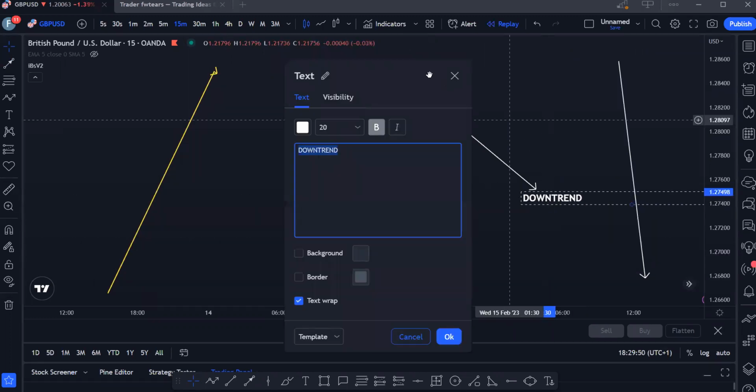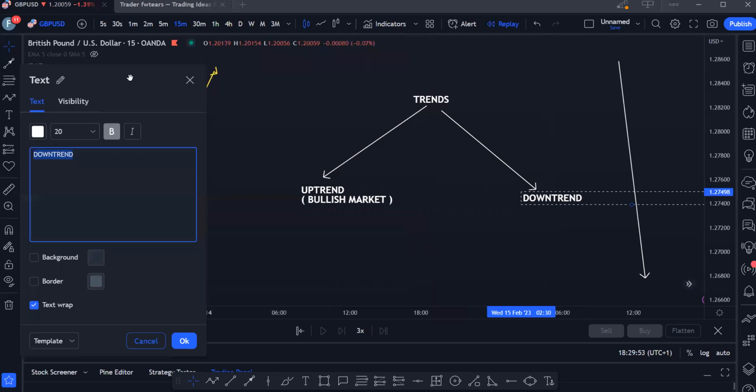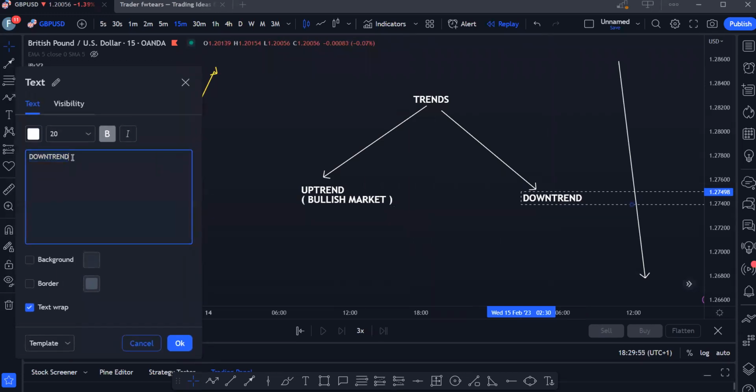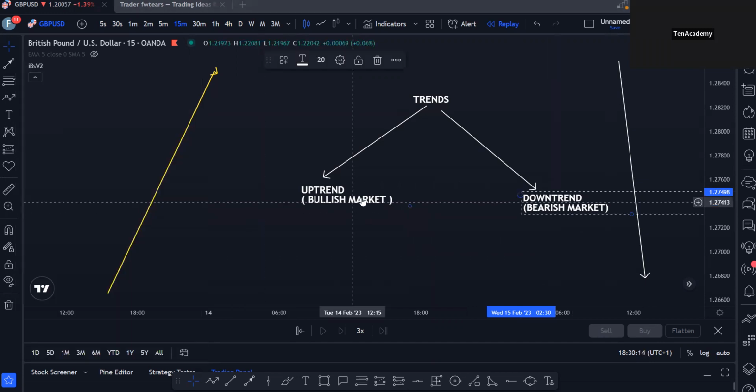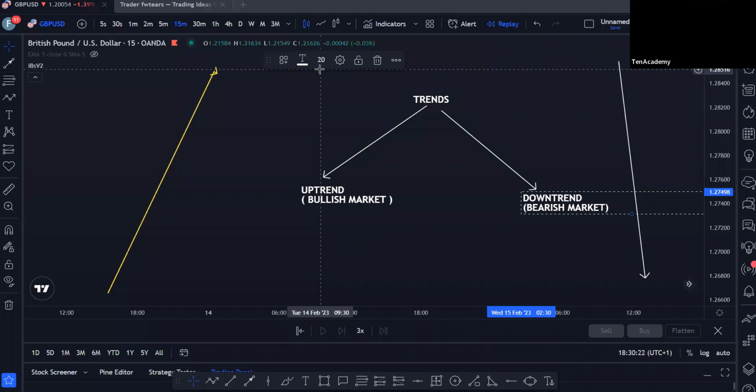Meanwhile, a downtrend talks about a bearish market. That means the price of the commodity is going down. It means the bears are in control. Bulls and bears, buys and sells. Now let's go further into this concept.